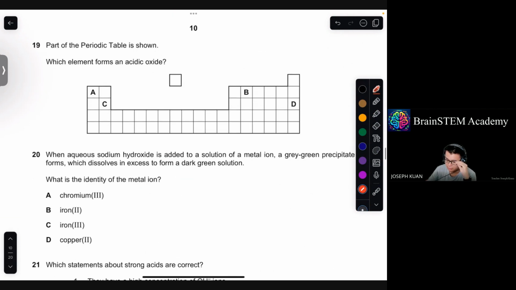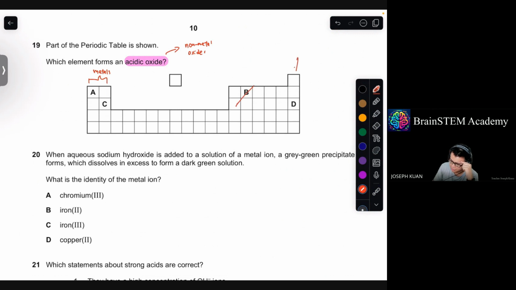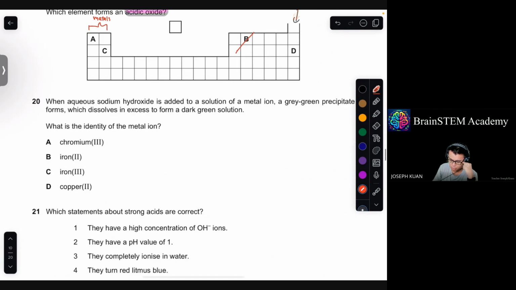19. Part of the periodic table is shown. Which element forms an acidic oxide? The keyword here is acidic oxide, which means that it is a non-metal oxide. Non-metal oxides are usually acidic. So these are metals, so they form basic oxides. So the answer is B. D is not possible because they are noble gases, they don't form oxides. All right, moving on to question 20.